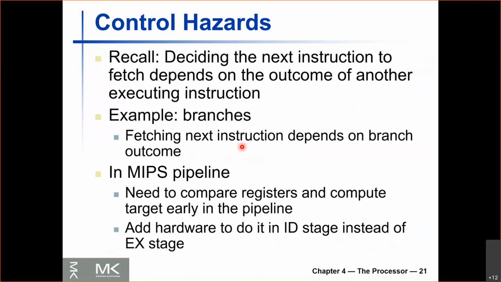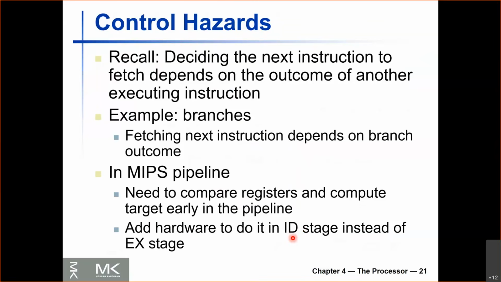So what does the pipeline do in order to avoid stalling as much as possible because of branches? Like we said, we need to compare the registers and compute the target as early as possible in the pipeline to minimize how much we stall. So rather than using the ALU to do the comparison, the MIPS pipeline does the comparison and resolves the target address in the instruction decode stage. This allows us to resolve the branch by the end of the instruction decode stage to minimize how much we stall. So this is what the MIPS pipeline does.